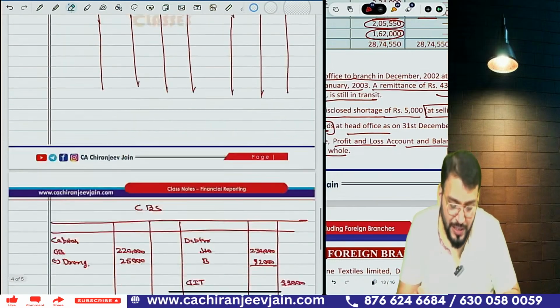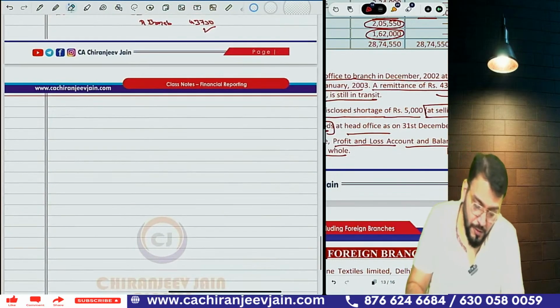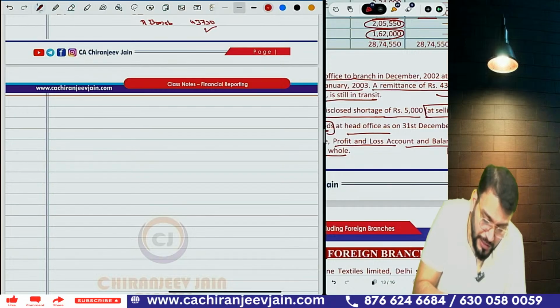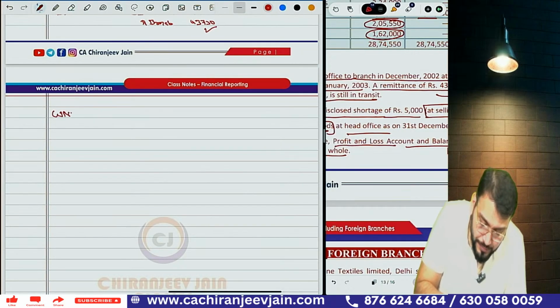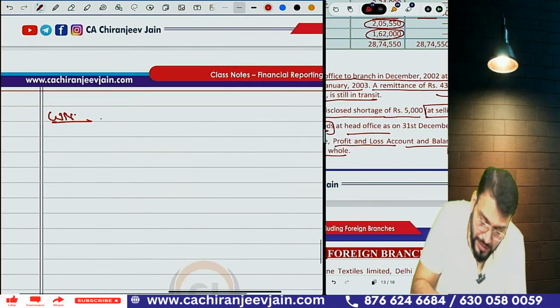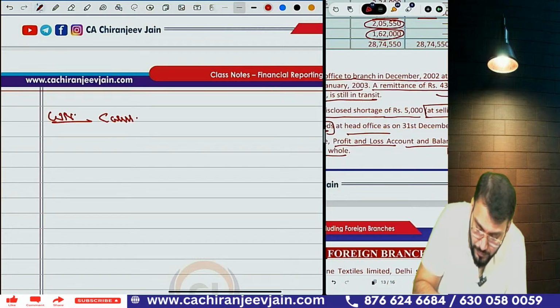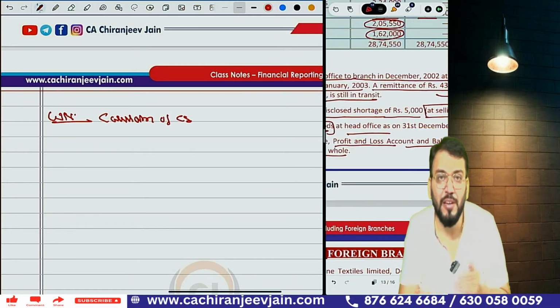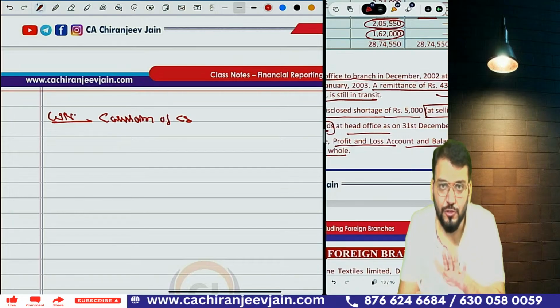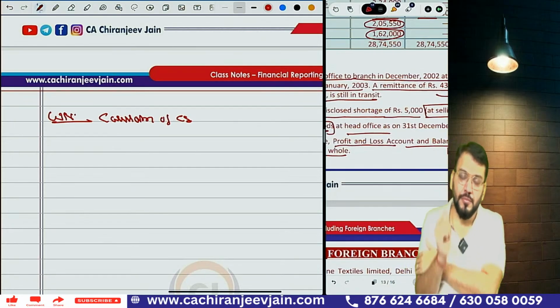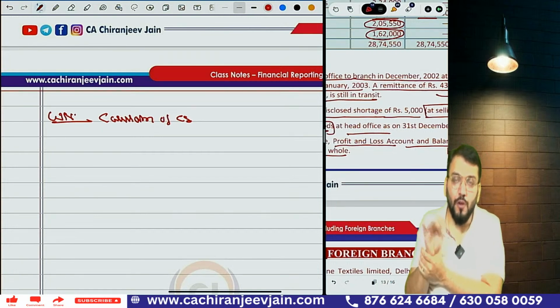Understood. Now you can see we need to prepare one working note to calculate closing stock. So, calculation of closing stock. Understood. We need to prepare one working note. Any doubt? So how to calculate closing stock, that I need to explain.